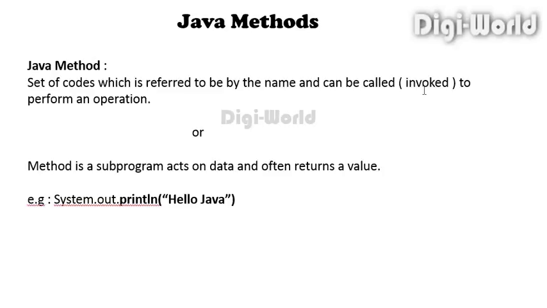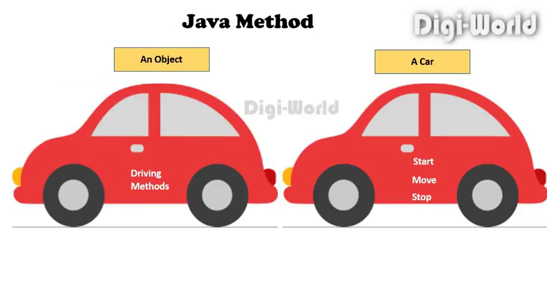Like system.out.println, right? You will see that it prints whatever we write in it, right? And there is some code written behind this command which is printing the value. So this is a kind of method, right? So let's see some more examples.